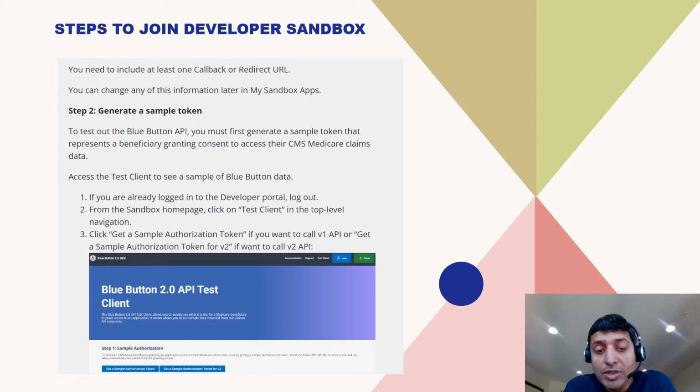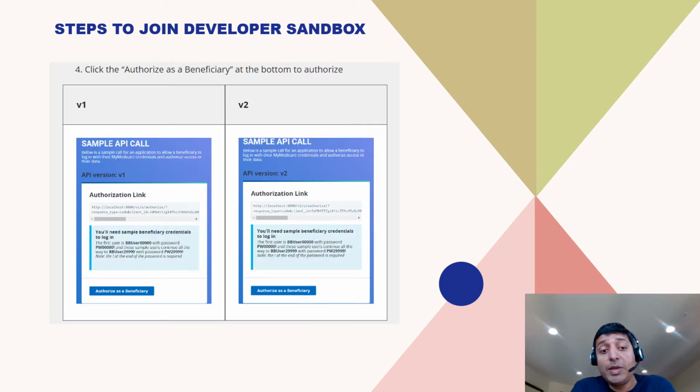The second step is to generate a sample token. To test out the Blue Button API, you must first generate a sample token that represents a beneficiary granting consent to access their CMS Medicare claims data. We have documented the steps how you can generate a sample token. The next step is to click the authorize as a beneficiary at the bottom of this screen to authorize.